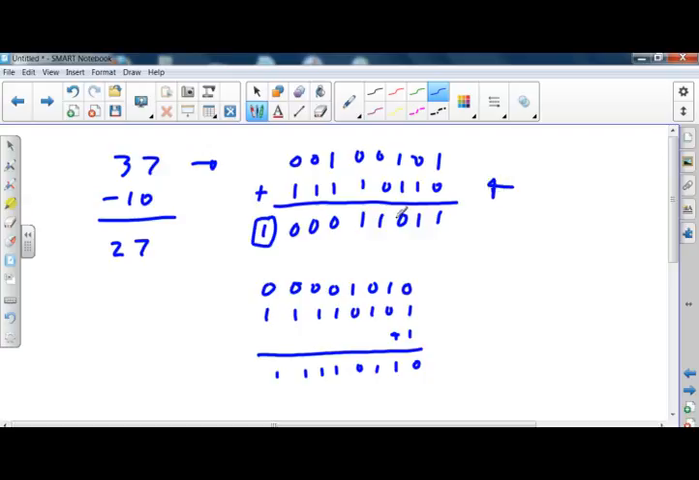Anyway, back to what this number is. What's this number? 16, 8, and 3. Can't be. Oh yeah, that is 27. Check. But notice that I threw the carry away. I'm doing 2's complement math. The carry gets thrown away.